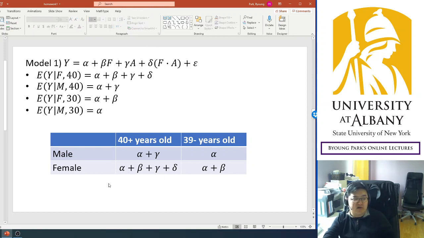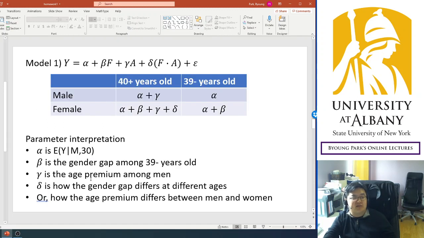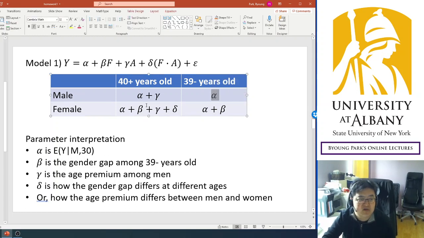And another easier way to understand is the table. So we have these averages in each group, and this table helps to see what the parameters imply. So next, I will interpret. First, let's think about alpha. Alpha is here, so it's clear.